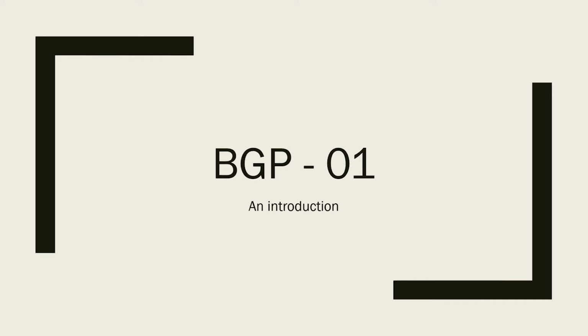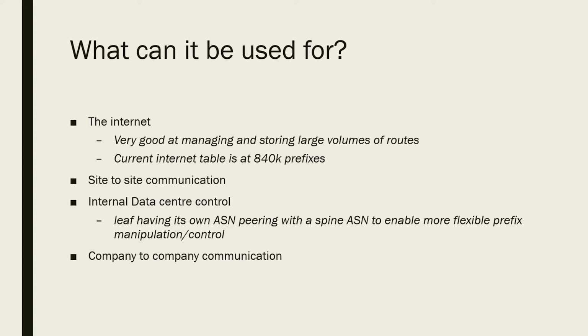So I guess to start off with, what is it used for? Obviously, we have the huge use case of the internet, the wider internet as we know it, the public internet. And obviously, the internet is made up of just interconnections between companies at different levels. You've got what we call transit providers, which provide a full peering table, full internet table with all of the routes on the internet.